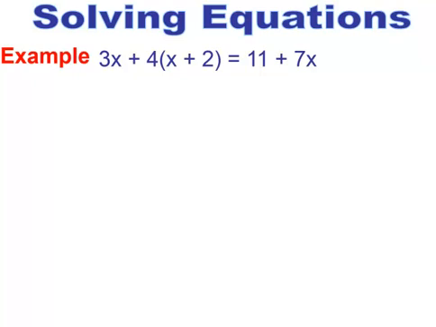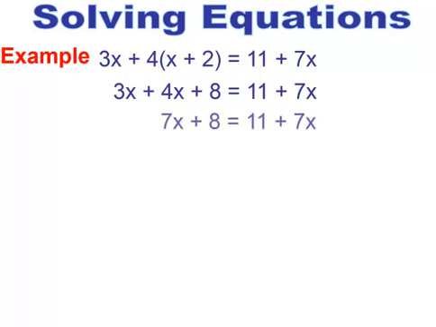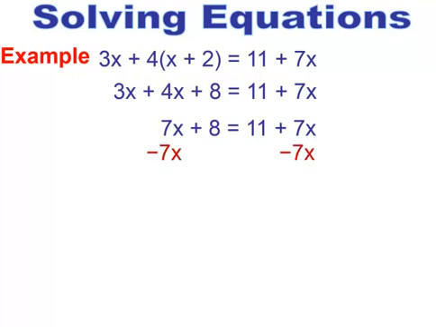Now look at this example. I do the distributive property, always double check your arithmetic. 4 times x is 4x, 4 times 2 is 8. And then I'm going to combine like terms here. When I combine like terms, I end up with 7x plus 8. And again, I move the 7x over. 7x minus 7x is 0. So the variable gets eliminated.